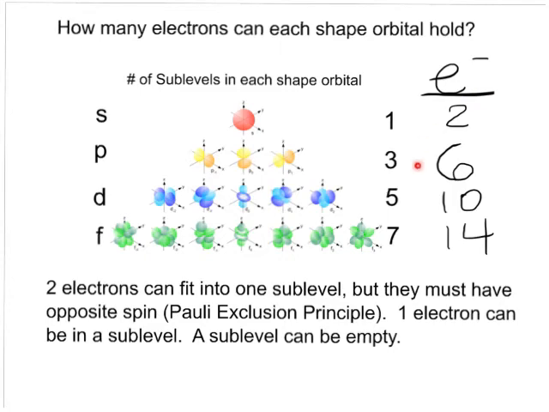That is the very most number of electrons that these different shapes, the s, p, d, and f, could hold. The sublevels could also hold 1 electron, and the sublevels could also be empty. They don't have to have any electrons in them at all. But if they do have the maximum number, these are the maximum numbers that each one of these can hold.